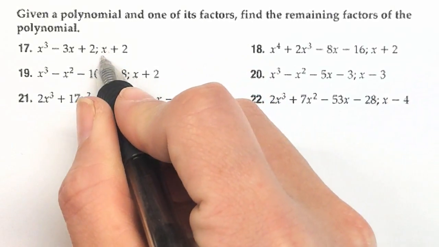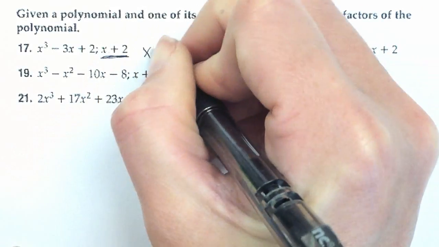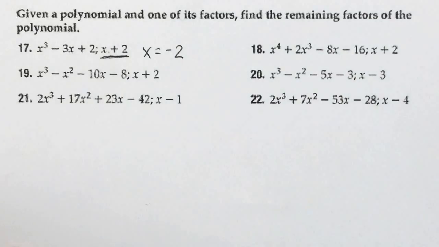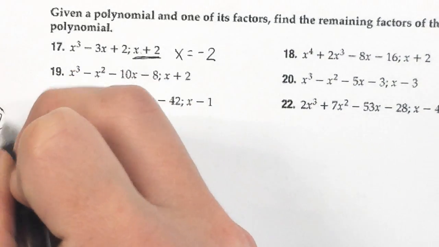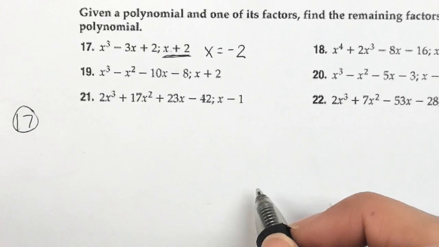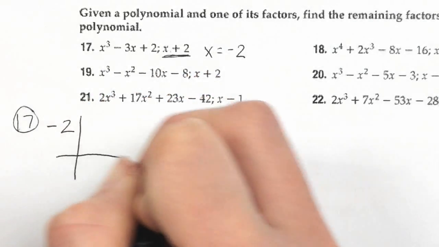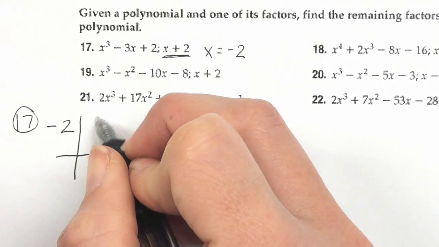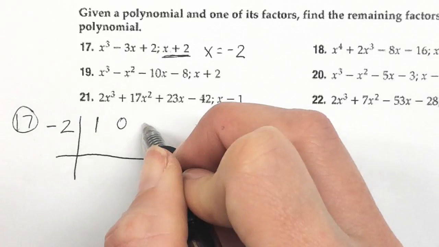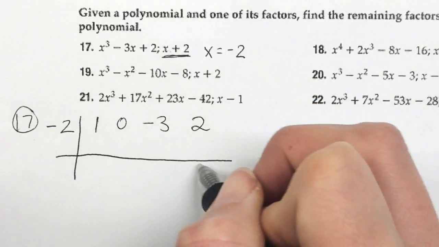So if we were to solve this factor for x, x would be what? Good. Everybody see that? We would just set it equal to 0. So for 17 we're going to perform synthetic division. -2 is going to be on the outside. And what are my coefficients going to be? 1, 0, -3, and very good.